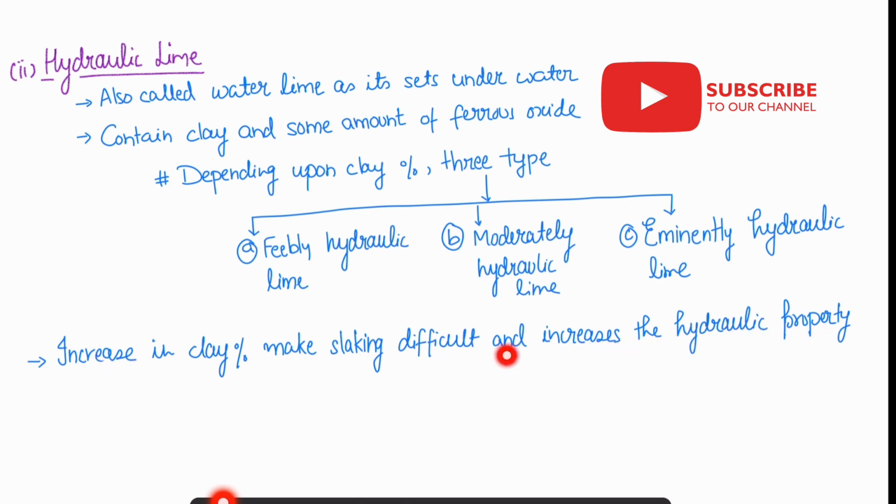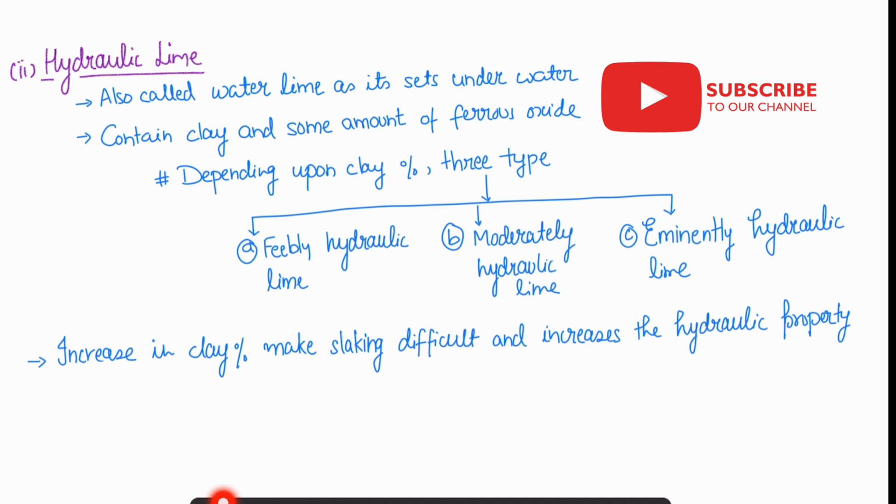Increase in clay percentage makes slaking difficult and increases the hydraulic property. Just read this statement, and I want you to fully understand it. If the concept of slaking is clear, and the concept of hydraulic property or hydraulic lime is clear, then this statement will be very clear to you. You know what slaking is. Slaking is when to a pure form of lime we add water, and it breaks down into the hydrated lime or the slaked lime.